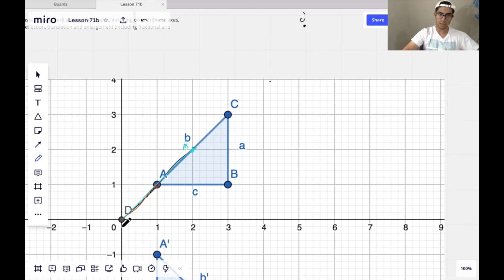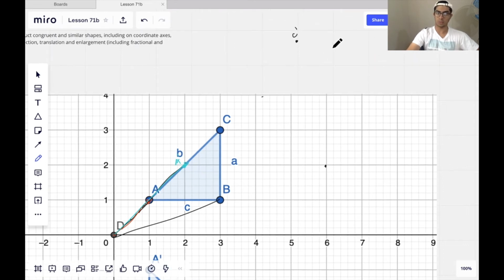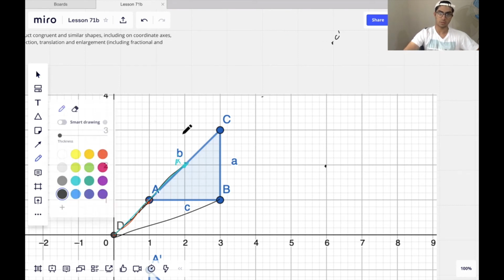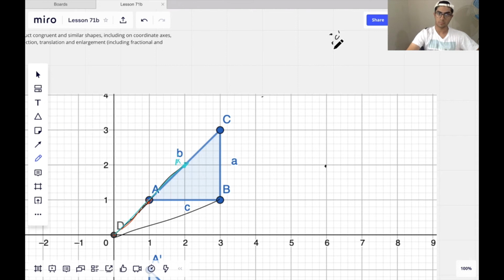And then again with B, if we look at the line here, we have to double this distance. So you can see it goes along 3 and then up 1. So we're doubling the distance, so we'll go along 3 again and then up 1 again. So B will end up over here, at 6, 2. Okay, and then you can just join them up as usual.